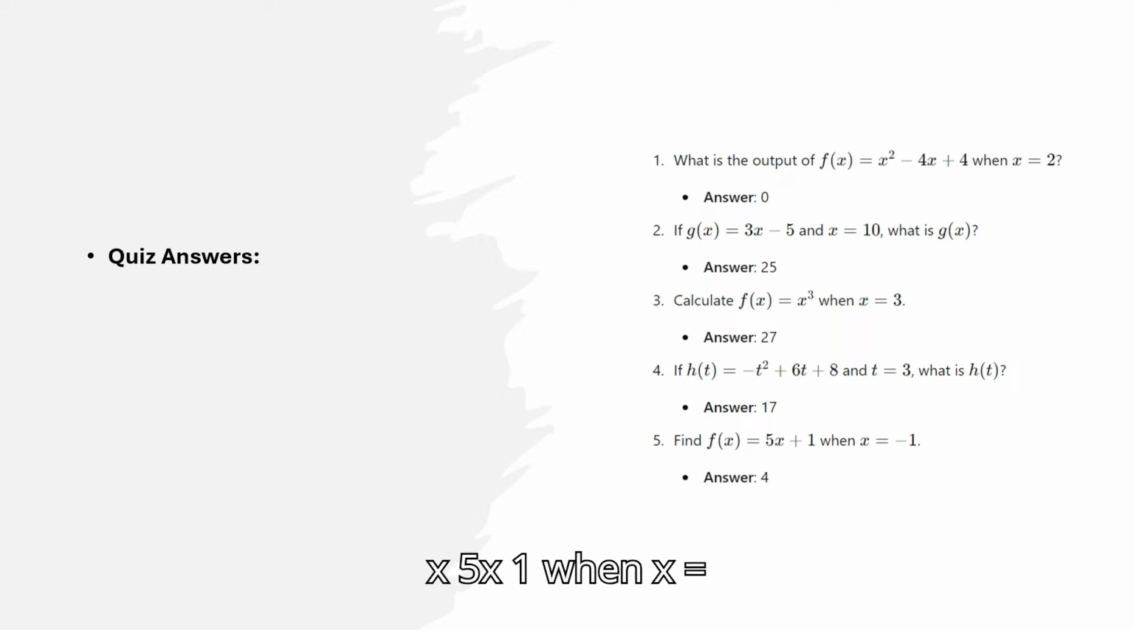Find f of x equals 5x plus 1 when x equals negative 1. Substitute x equals negative 1 into the function. F of negative 1 equals 5 times negative 1 plus 1. Perform the calculations. 5 times negative 1 equals negative 5. Now, add 1. Negative 5 plus 1 equals negative 4. Therefore, f of negative 1 equals negative 4.